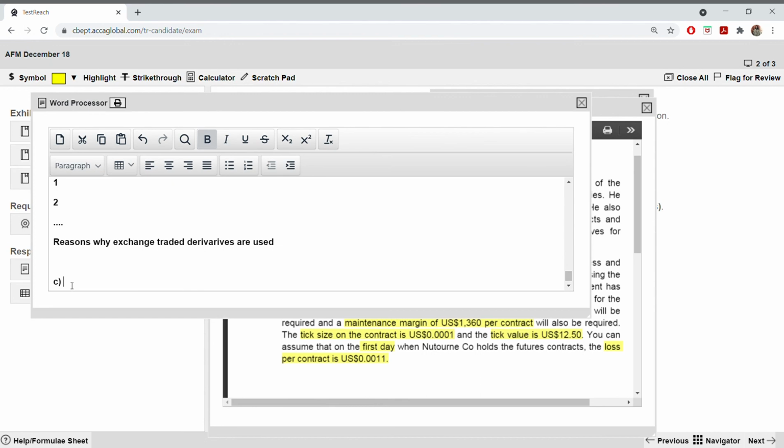Now, through an example we are going to show this. We have the calculations, we have the numbers. So that calculation I'm going to write. Okay, what is the initial margin?